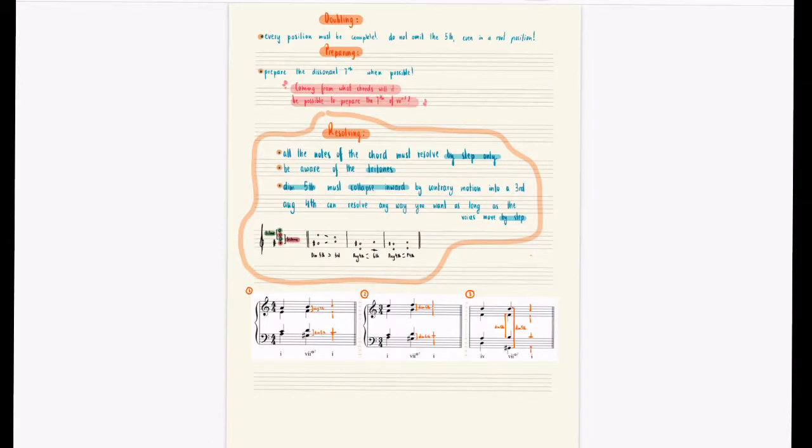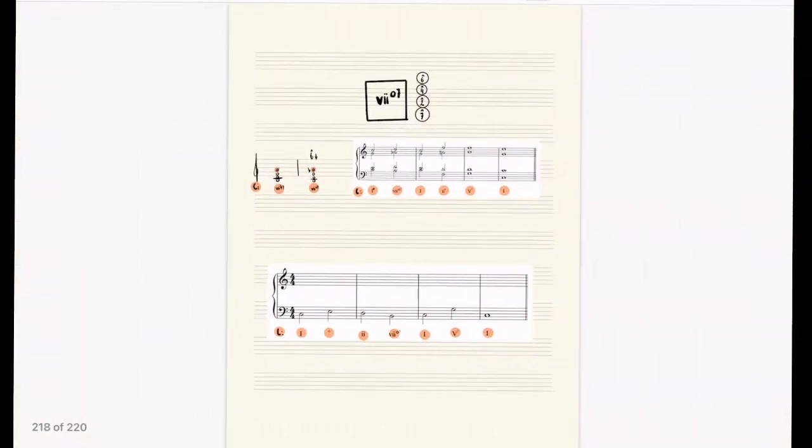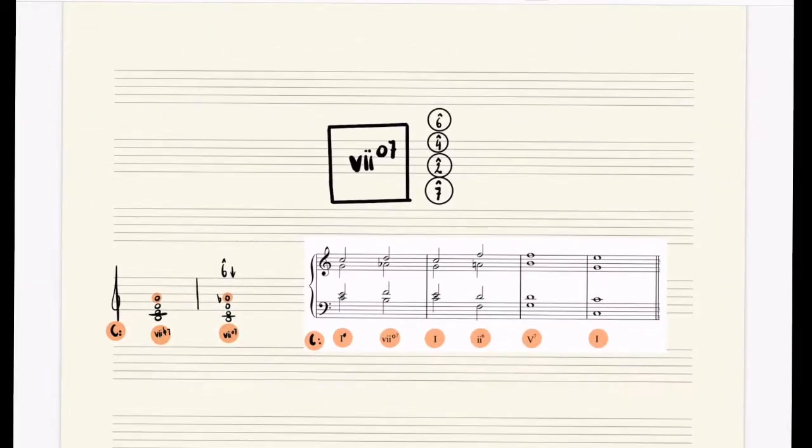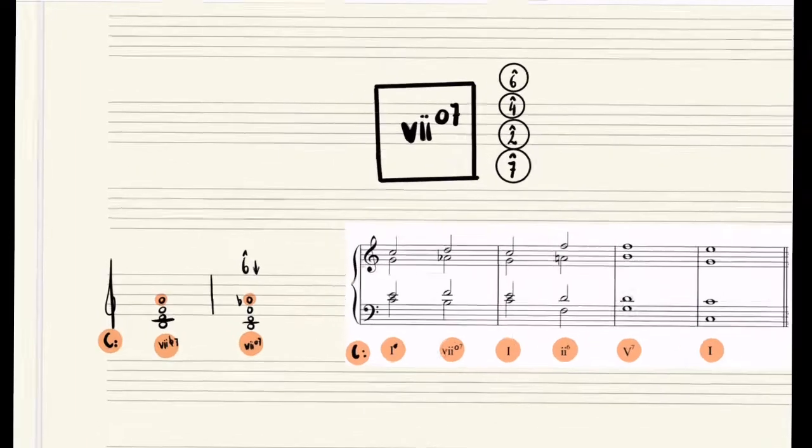Okay, that was quite a lot of material on the vii°7 chord. I would like us now to take a look at concrete examples of the inversions of vii°7. And let's start with the root position of the chord, and let's talk about what happens with this chord in a major key.